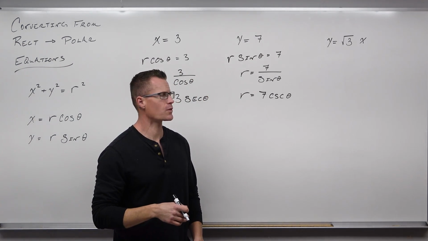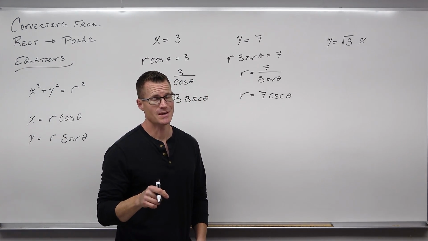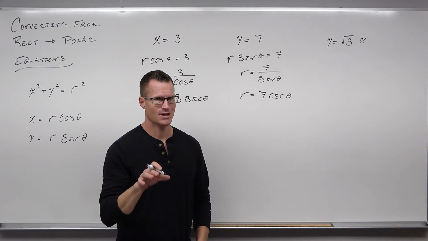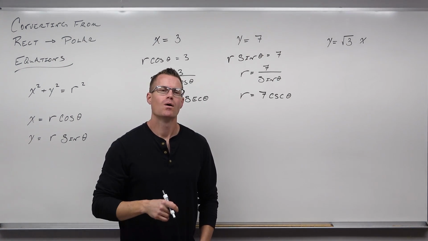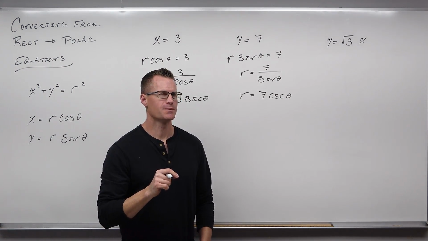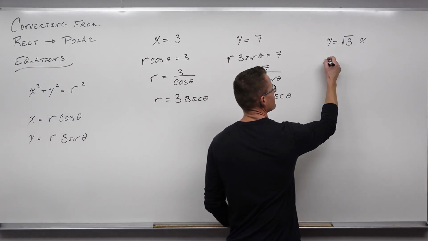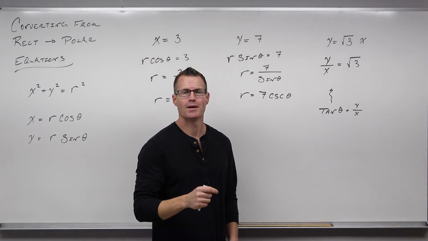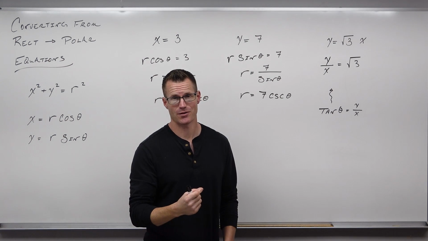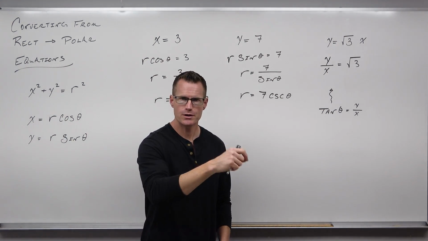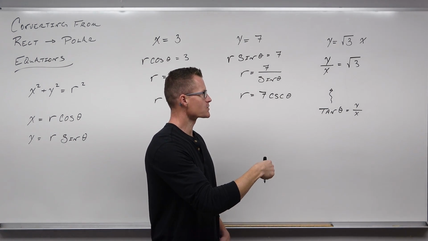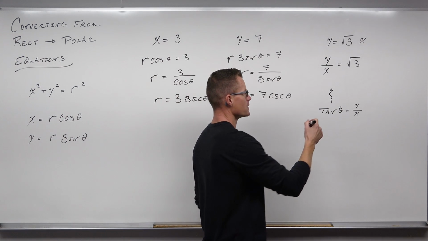All right, let's try the last one. Y equals square root of 3x. This one's a little tricky, but it's kind of fun. I hope you appreciate it. Check this out. Hopefully it blows your mind. What if we divided both sides by x? Do you remember that tangent theta is y over x? We can replace that. So if we divide both sides by x, we get tangent theta equals square root of 3.